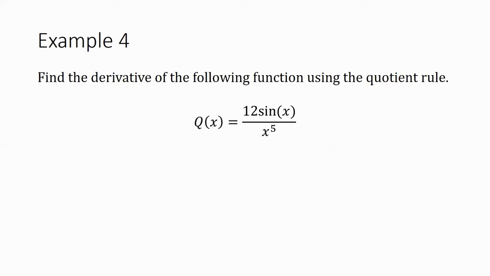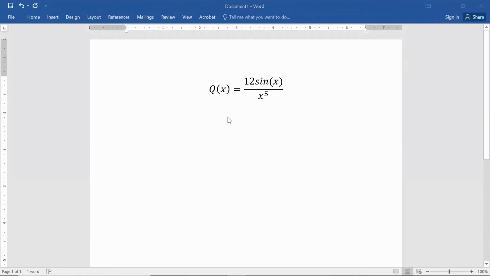Let's do example 4. In example 4, we're trying to find the derivative of the following function using the quotient rule. The function is q of x equals 12 sine x divided by x to the 5th. Let's take the derivative using the quotient rule. So the numerator is 12 sine x. The denominator is x to the 5th.